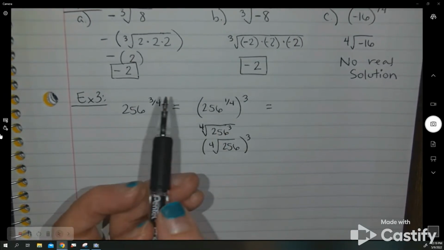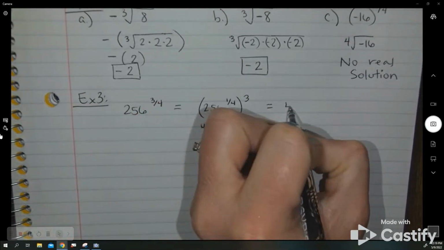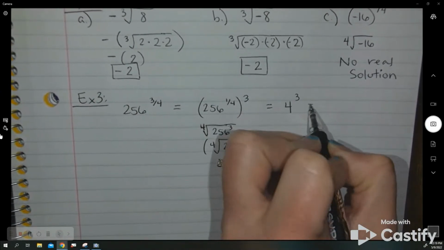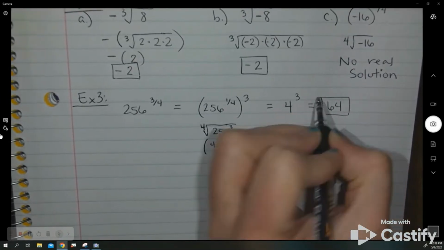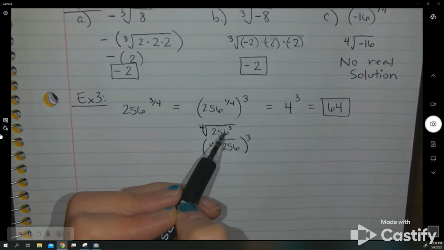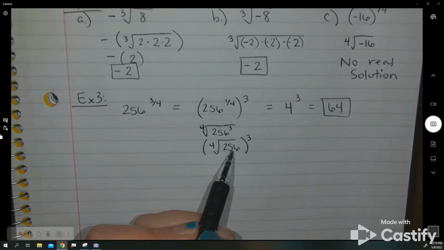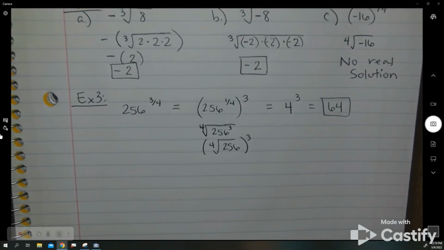If I take the 4th root of 256, I get 4. Then I raise that 4 to this 3rd power that we haven't used yet. 4 to the 3rd power is 64. You'll get the same answer for all of these. If you take 256 to the 3rd power and take the 4th root of that, you get 64. The 4th root of 256, raised to the 3rd power, you get 64.